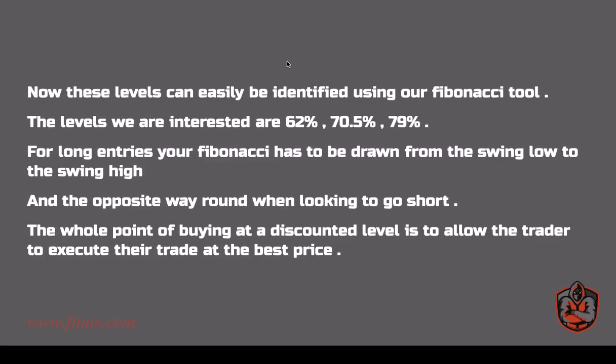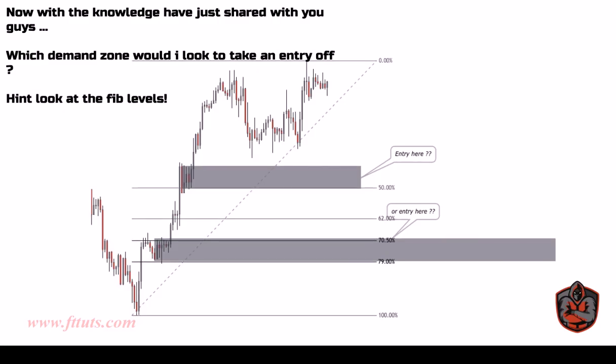Now, these levels can easily be identified using our Fibonacci tool. The levels we are interested in are 62%, 70.5%, and 79%, as all of these are below the equilibrium. For long entries, your Fibonacci has to be drawn from the swing low to the swing high, and the opposite way around when looking to go short. The whole point of buying at a discounted level is to allow the trader to execute their trade at the best price. Now, if we go back to this example again. With the knowledge I have just shared with you guys, which demand zone would I look to take an entry off? Hint, look at the Fibonacci levels.